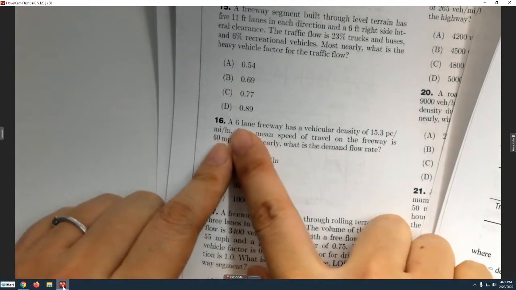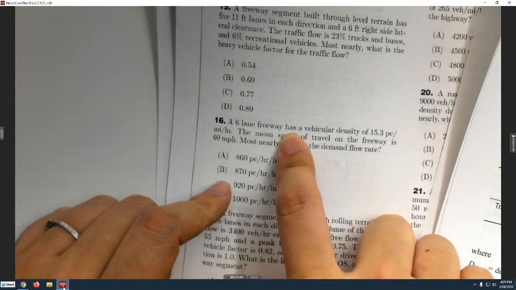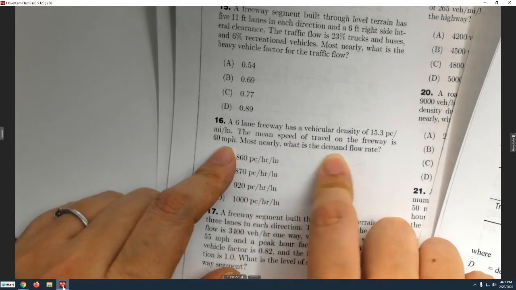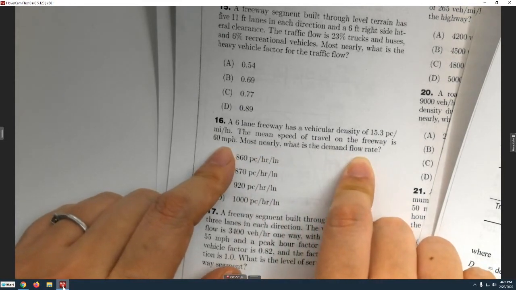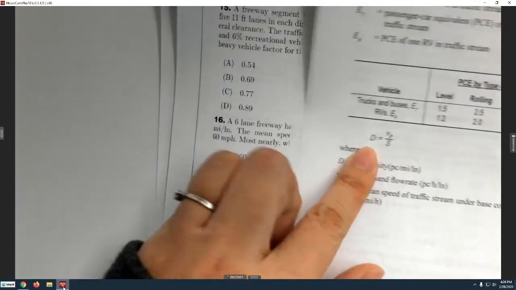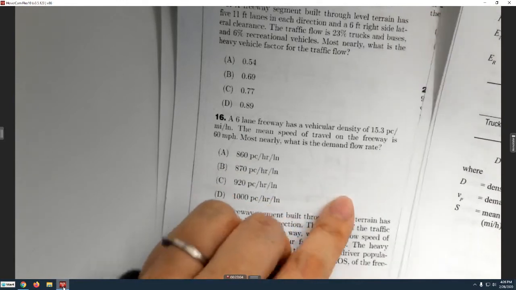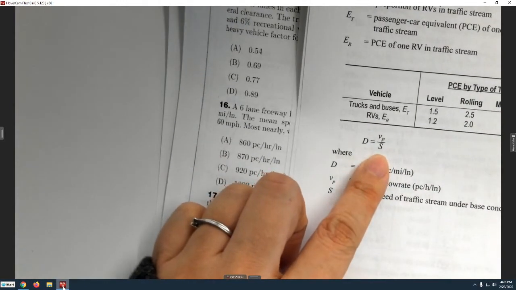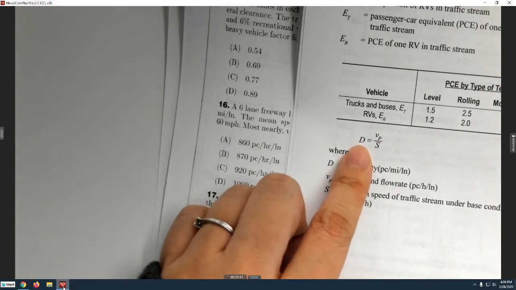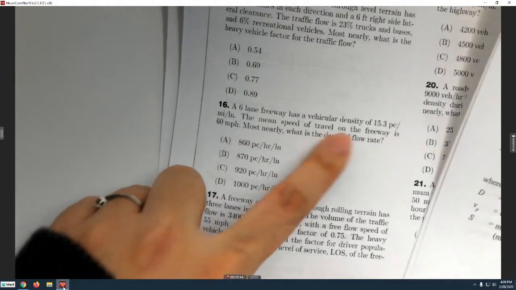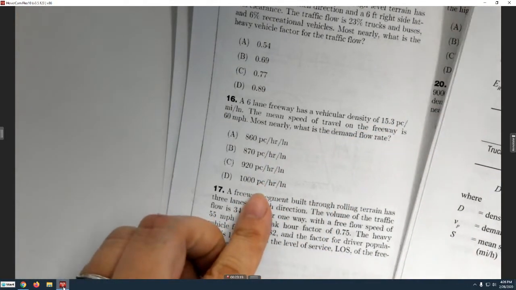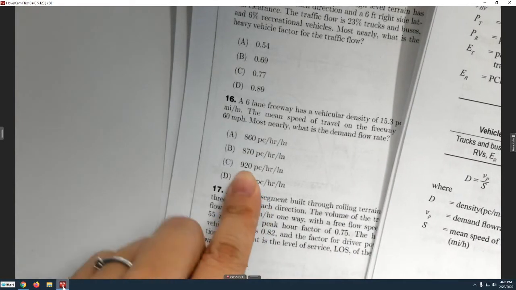This one says a 6-lane freeway has a density this much. Mean speed is this much. So what is the flow rate? Instead of using all the adjustment factors, this time the density is given, and the speed is also given here. So you want to use this equation to get VP. VP in this case is D times S. So 15.3 times the speed 60, and we get VP around 920.